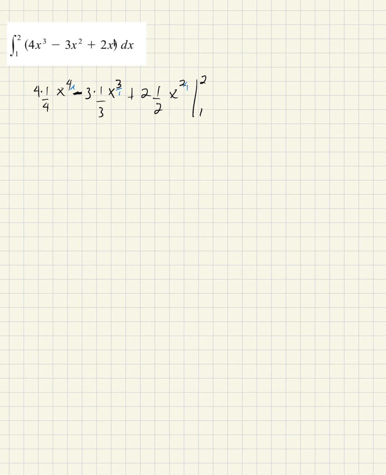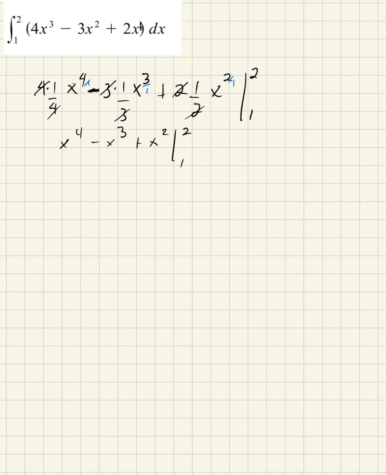Let me cancel things out. So 4 over 4 is just 1, so I end up with x to the 4th. 3 over 3 is just 1, so I end up with x cubed. 2 over 2 is just 1, so I end up with x squared, and this all the way from 2 to 1. So again, with this problem, what I need to do is make a substitution of these 2 in here, in here, in here. And then I'm going to do the same thing with this one. I'm going to substitute it in here, in here, in here. And then I just have to subtract them.